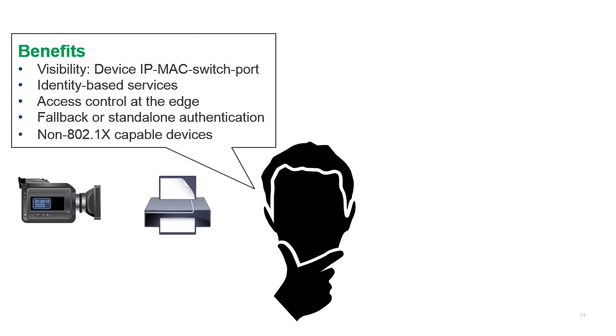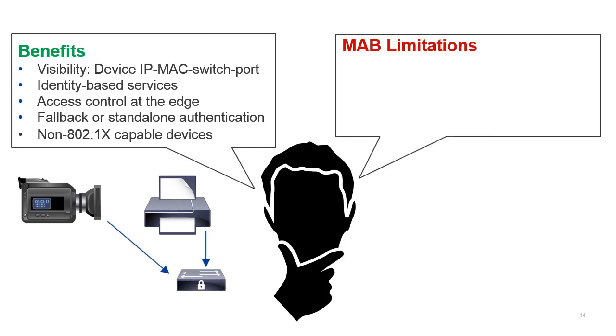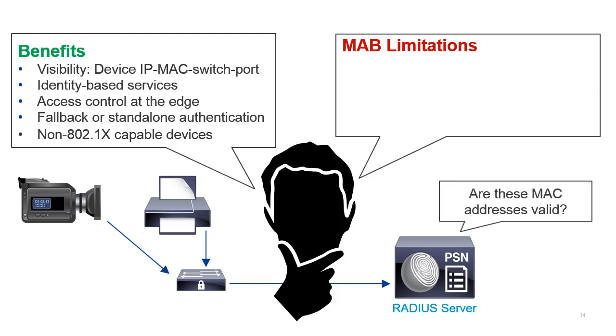Now this is good stuff, but there are limitations. Remember, network access devices learn the MAC address of endpoints and send this to the RADIUS server as both the username and the password. How does the RADIUS server know whether these MAC addresses are valid? Well, this requires a pre-existing database of acceptable MAC addresses, which you have to create and you have to maintain. Could be a little bit of work.